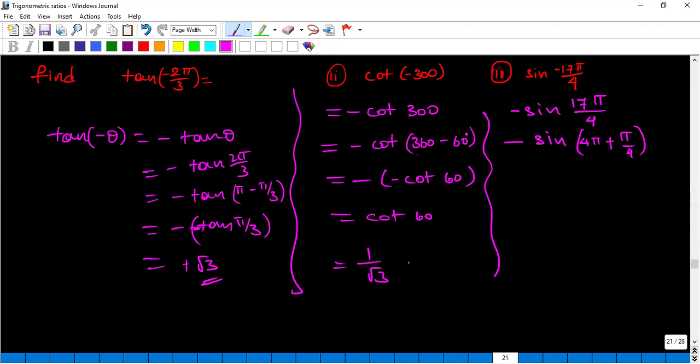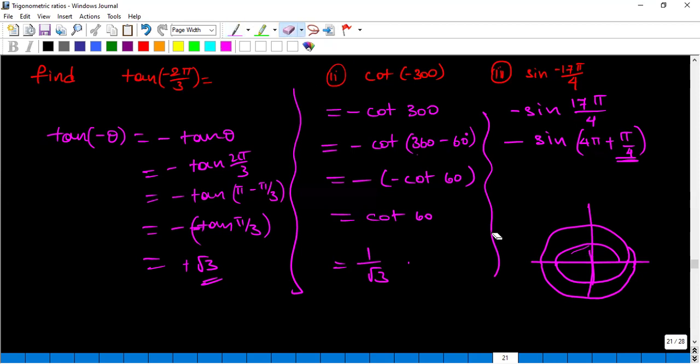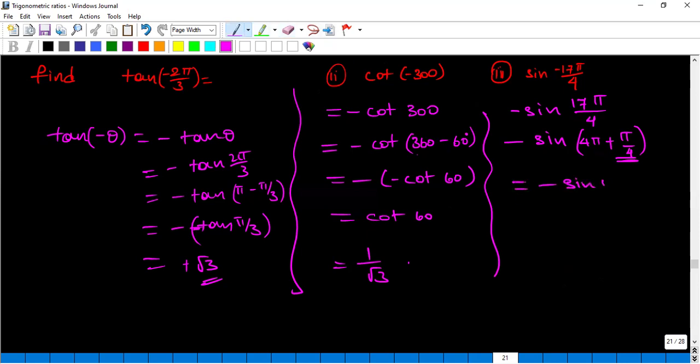4 pi means, just understand the diagram. This is pi, 2 pi, 3 pi, 4 pi. 4 pi plus, we are taking 4 pi plus pi by 4. That means we are in first quadrant. In first quadrant, sine is positive. Okay, so what we will get here, minus sine pi by 4. Sine pi by 4 value already we know, which is 1 by root 2. This is how we will find out the solution.